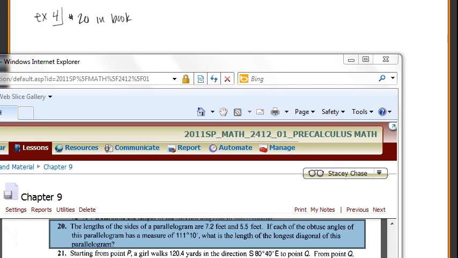But the lengths of the sides of a parallelogram are 7.2 feet and 5.5 feet. And if each of the obtuse angles, remember obtuse is larger than 90, of this parallelogram has a measure of 111 degrees and 10 minutes, what is the length of the longest diagonal of this parallelogram? Okay, a parallelogram is a glorified term for a rectangle slightly slanted. So we have this parallelogram, sides are 7.2 and 5.5.